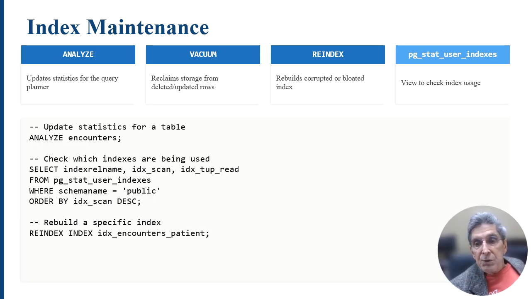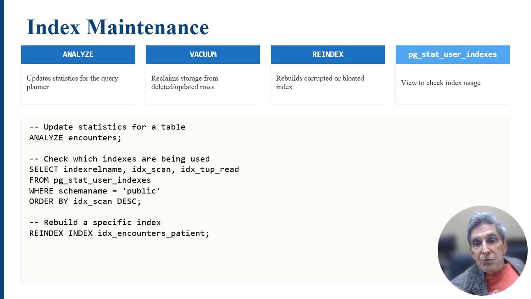In Postgres, when you delete or update a row, the old version is not immediately removed. It's marked as dead, but still taking up space. So vacuum cleans up those dead rows. Without regular vacuuming, tables and indexes become bloated, using more disk space and making scans slower. Postgres runs autovacuum in the background, but you should understand what it does.